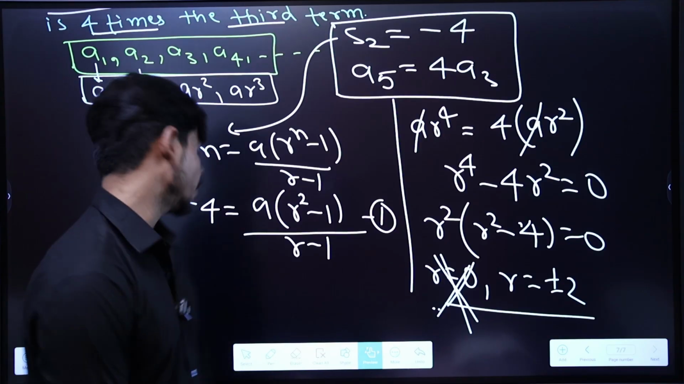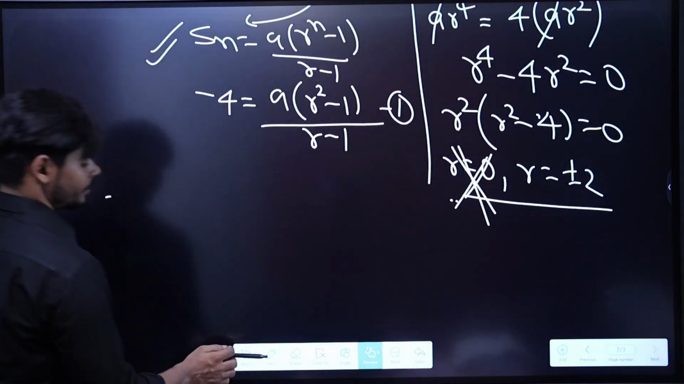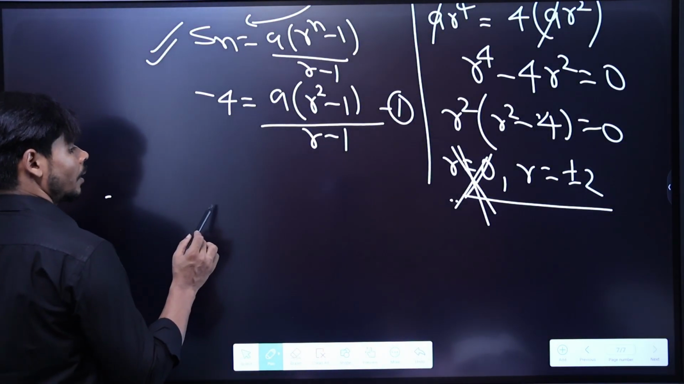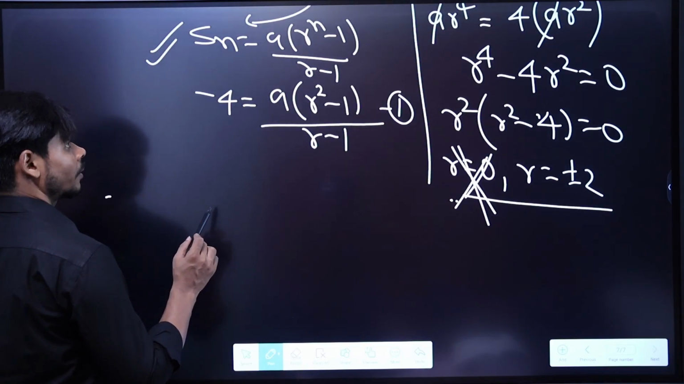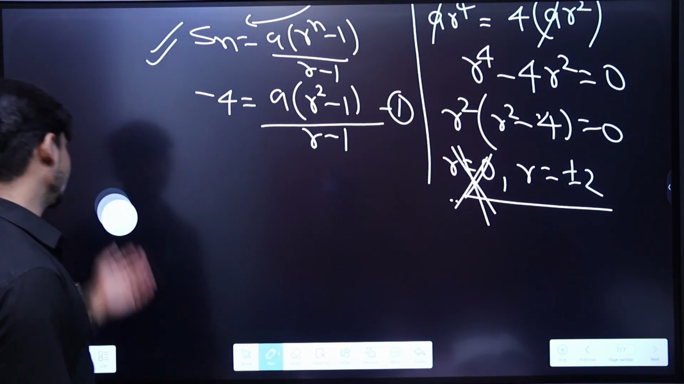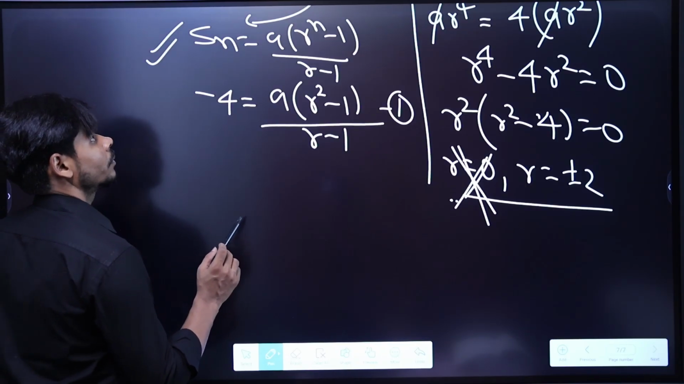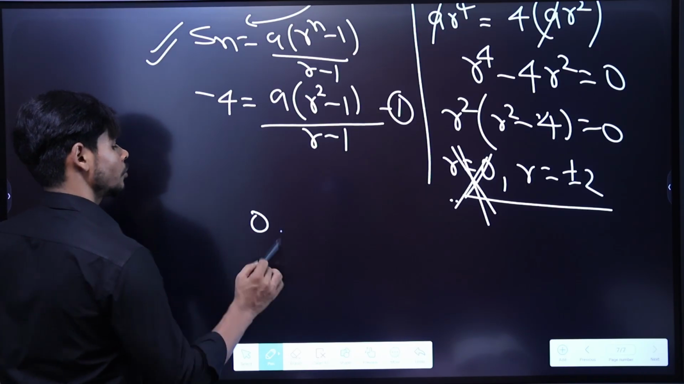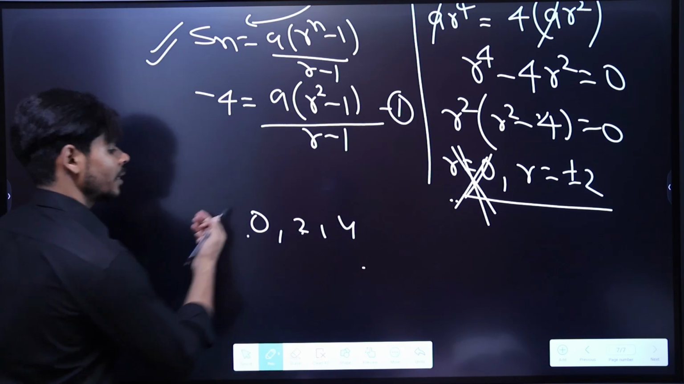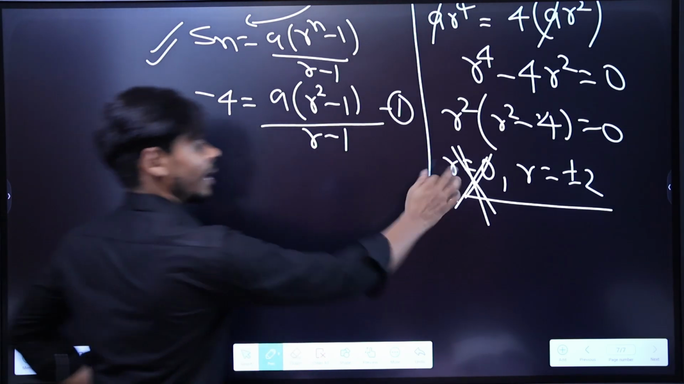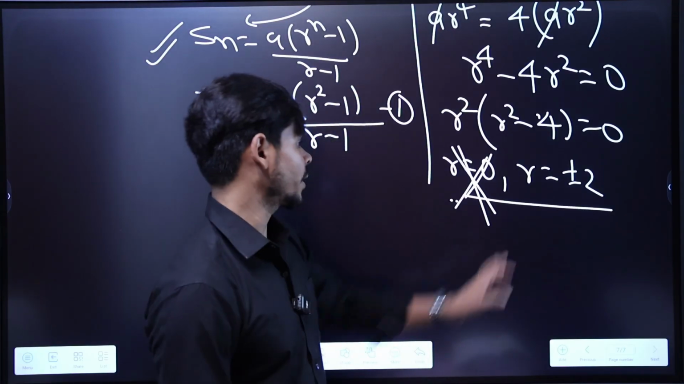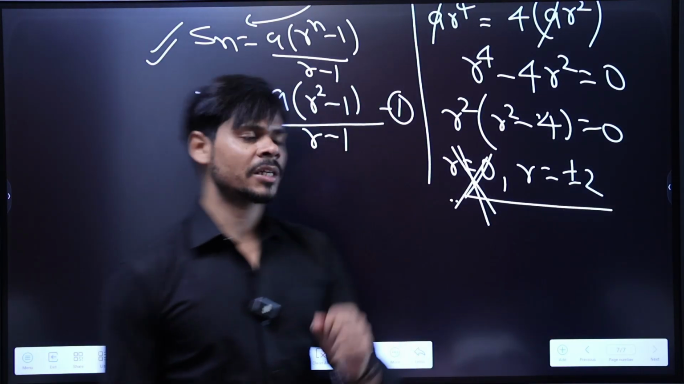Let me check. If I say I have a GP, it will give you a not defined condition. For example, if I say 0, then 2, then 4, this divided by this will give you not defined condition. So r as 0 is not possible. Remember it, right? Next, so we have r as plus minus 2.